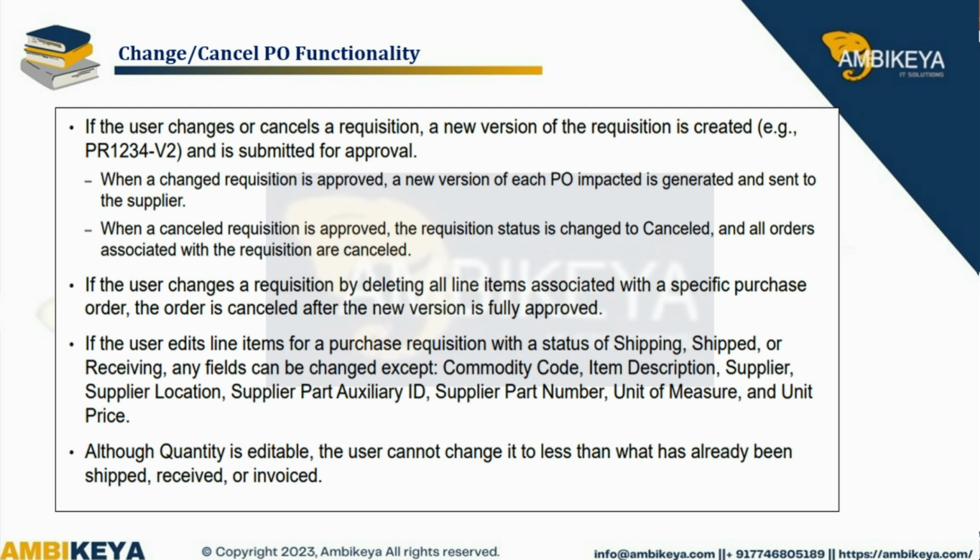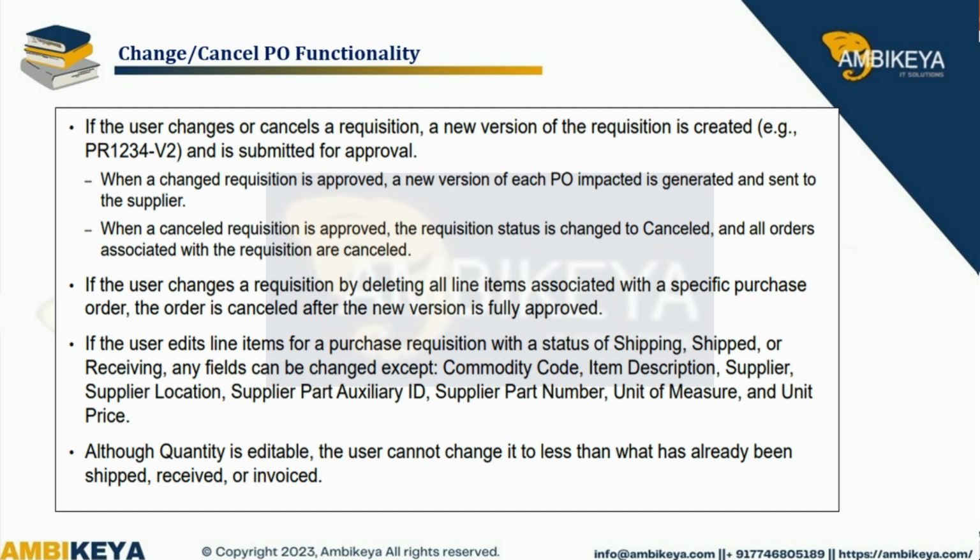If the user edits the line item for a purchase requisition with the status of shipping, shipped, or receiving, any fields can be changed except these: commodity description, supplier location, supplier auxiliary part ID, part number, unit of measure, and unit price. If it is already in shipping, shipped, or receiving status, apart from these fields, you can still change other fields.